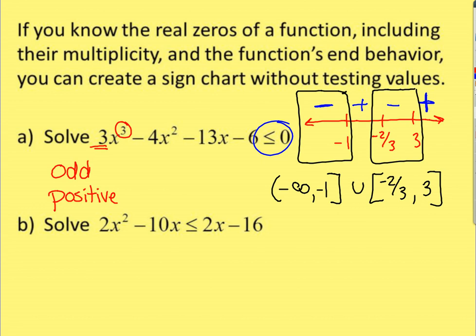And we also will be negative or below the x-axis when we're between negative 2/3 and 3. But again, these are going to be square brackets because it says less than or equal to.